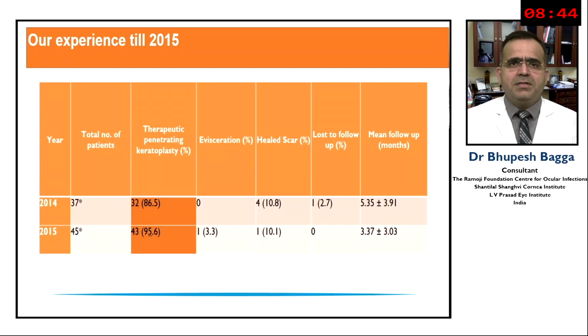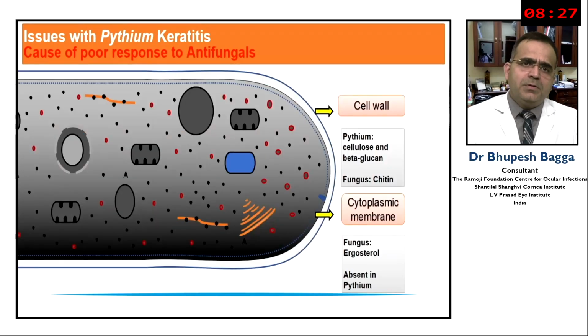The difference in Pythium, why it responds differently, lies in the structure of its cell wall, because it lacks ergosterol, and we know that antifungals work by stopping ergosterol synthesis. So why is this happening? The cause of poor response to antifungals in Pythium lies in its peculiar cell wall, which lacks ergosterol, and as we know, antifungals work by stopping ergosterol synthesis. That is the reason Pythium does not respond to antifungals.